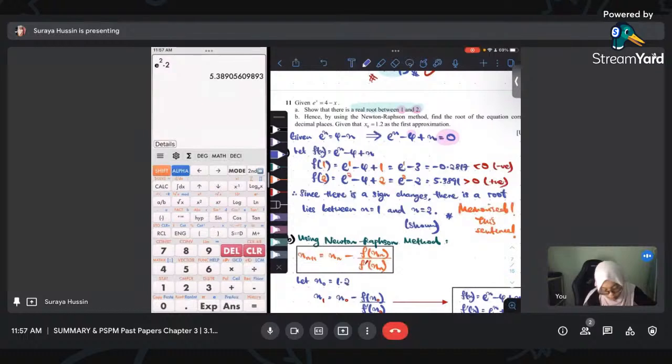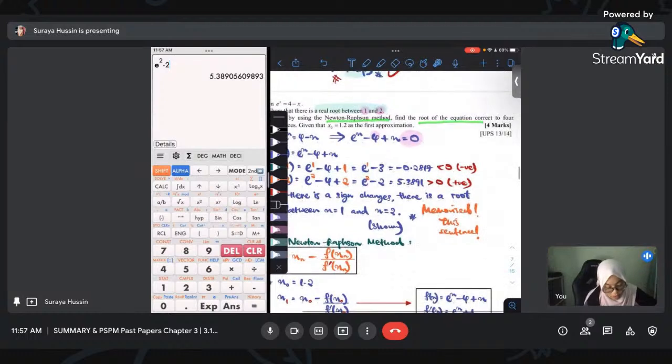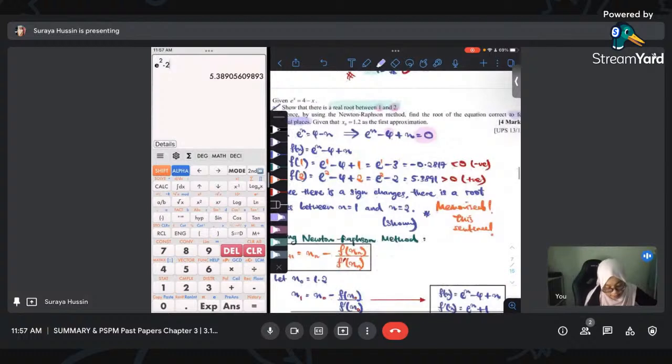Now, soalan kedua, dia minta kita cari hence by using the Newton-Raphson Method. Hence dekat sini bermaksud ada kaitan dengan soalan nombor 1. Hence is always like that. Mesti ada kaitan dengan soalan sebelum dia. So by using the Newton-Raphson Method, find the root of the equation correct to 4 decimal places. Okay, 4 decimal places. And then given that x naught equals to 1.2 as the first approximation. Dia yang bagi, jadi kita kena pakai.